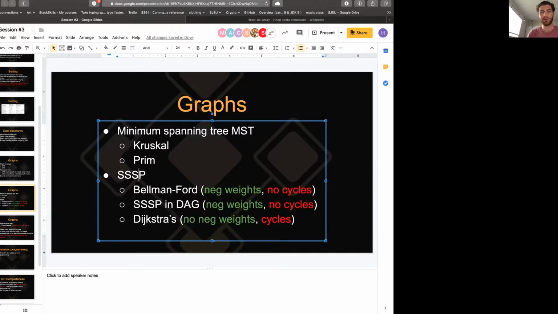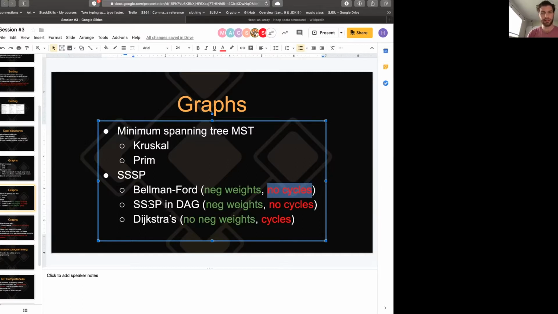So there's Bellman-Ford. With Bellman-Ford, we can have negative weights for the edges, but if we have negative weights, we can't have cycles. Because imagine if cycles were possible and negative weights were possible, that means we're running the risk of having a negative weight cycle.